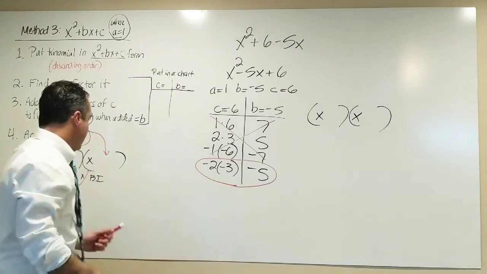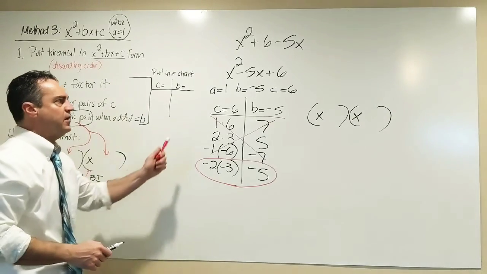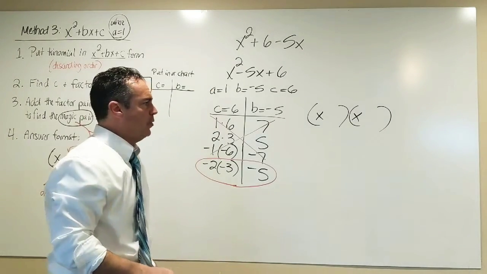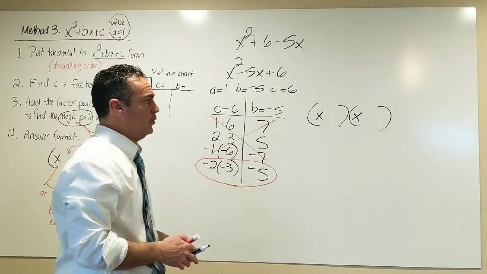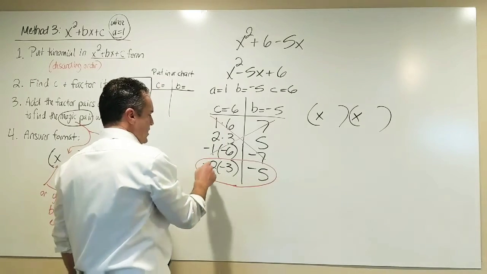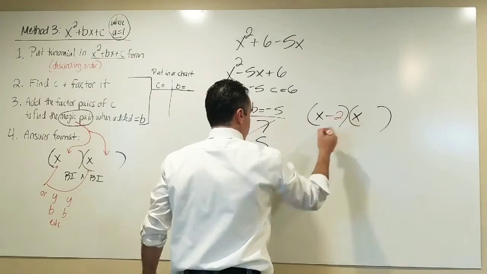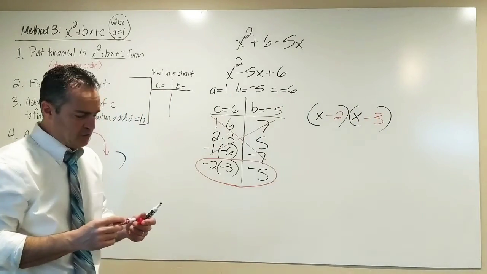Okay? So while we put X and X here, what we're saying is these two things when multiplied have to make the first term in the trinomial. And then the magic pair goes into the remaining spots with their accompanying signs. So negative 2 and negative 3 go here and here. And we're done. This is the answer to this problem.